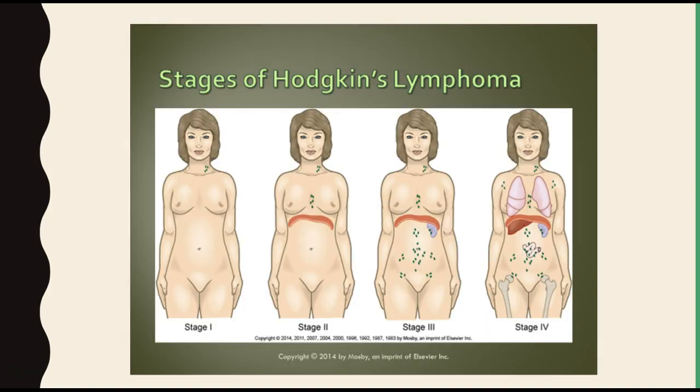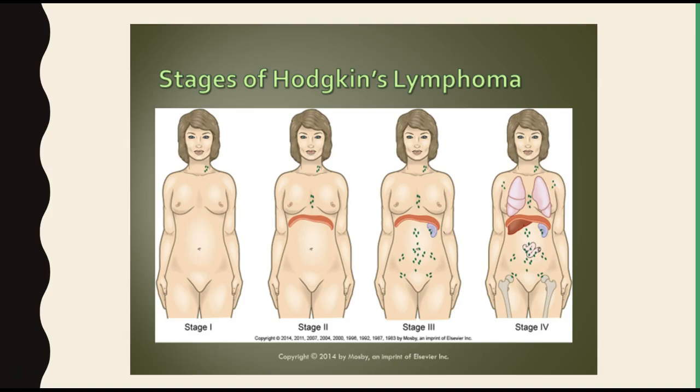So these are the stages of Hodgkin's lymphoma. The extent and location of disease is measured by the staging 1 through 4. Stage 1 is the involvement of one lymph node. Stage 2 is the involvement of 2 or more lymph nodes on one side of the diaphragm. So they're above the diaphragm possibly. Stage 3 is lymph node involvement above and below the diaphragm.